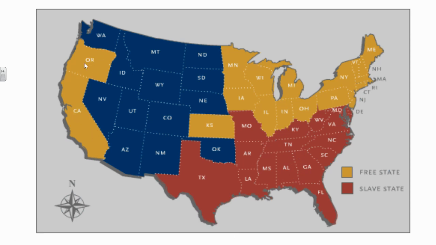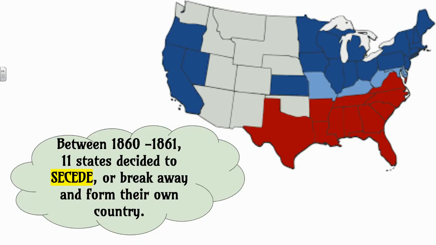Now, obviously, we're going to have some of these free states over here in the west, California and Oregon, because when California and Oregon became states with the gold rush, they didn't need slaves, so they joined as free states. So you can kind of see the setup here of our country.